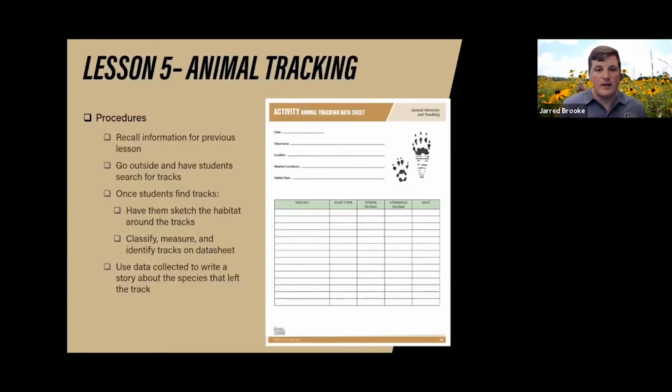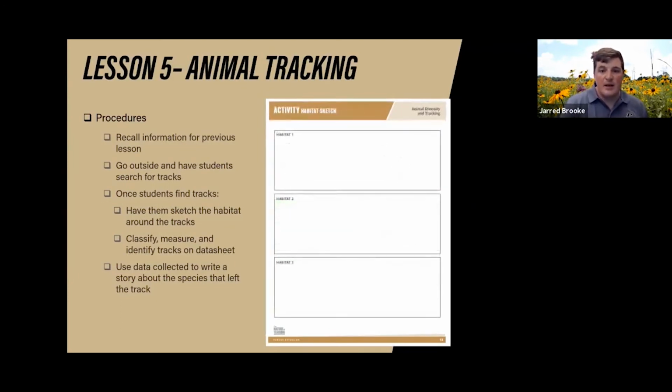Okay, so that's just a little background about Lesson 5. And here are the data sheets you're going to use, the animal activity tracking and the habitat sketch. I like this lesson a lot because it allows students to be a little creative, and it builds in some art and English language arts standards into this lesson plan.